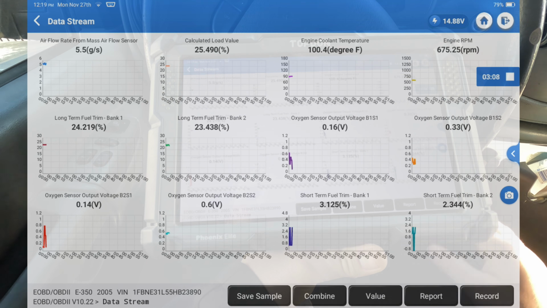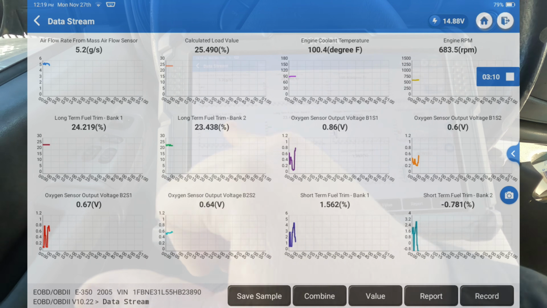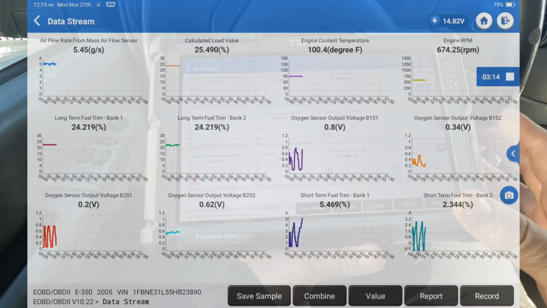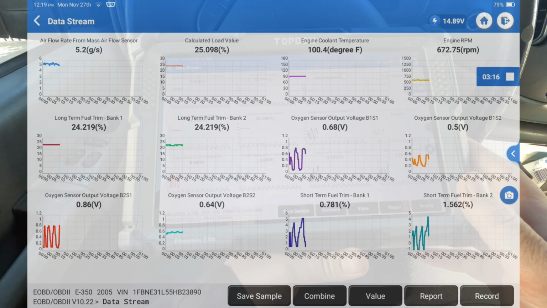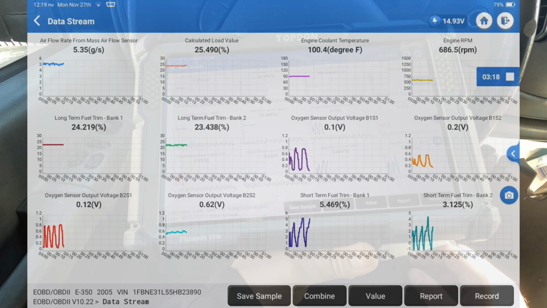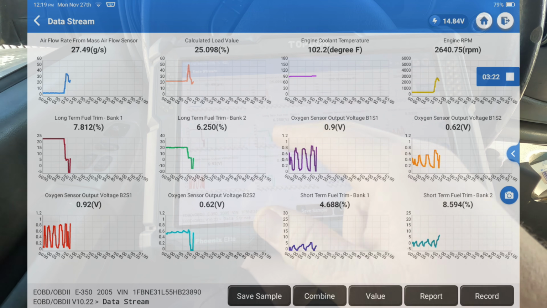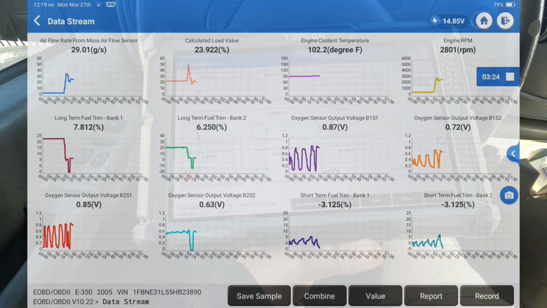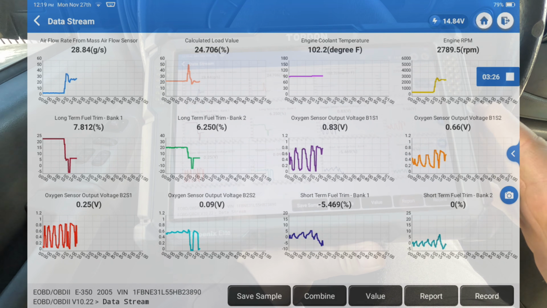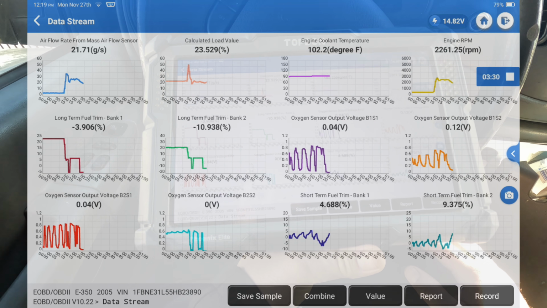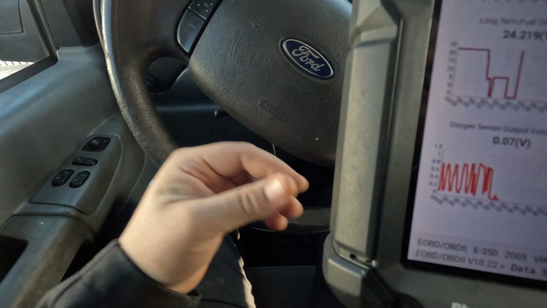Alright, so looking at the fuel trims, long-term fuel trim at 24, that's pretty high. Short-term is plus or minus 5. So now we're going to raise the RPM up. Let's say 2500 RPM, and the long term goes down to 6, and the short term is good. Right now, what this is telling me is we have a vacuum leak. So let's go look for the vacuum leak.